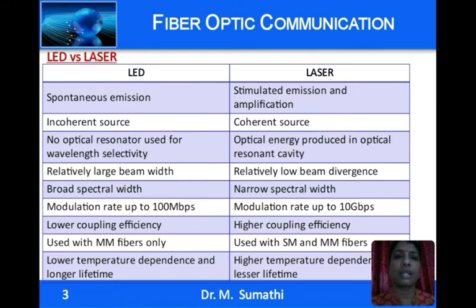The modulation rate of an LED is around 100 Mbps and it can go up to 10 Gbps for a laser. The coupling efficiency is less for an LED and higher for that of a laser. An LED can be used only with multimode fibers since the coupling efficiency is low and the beam width is large, whereas laser can be used for both single mode and multimode fibers. The major advantage of an LED is that it has low temperature dependence and longer lifetime, whereas laser has high dependence on temperature and the lifetime is comparatively lesser.